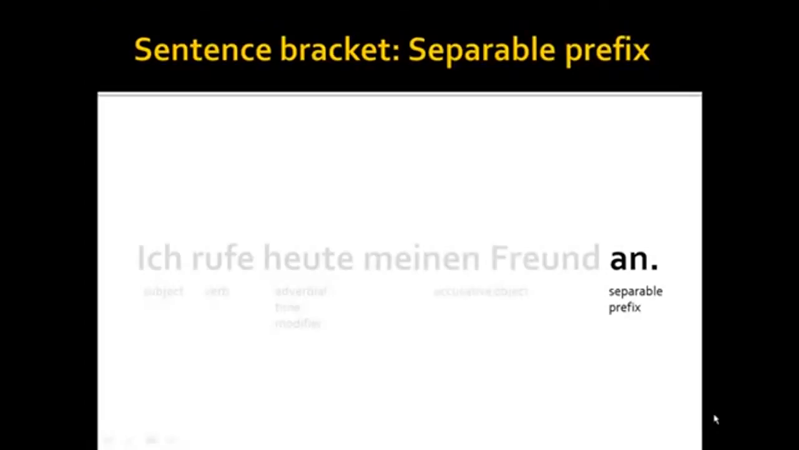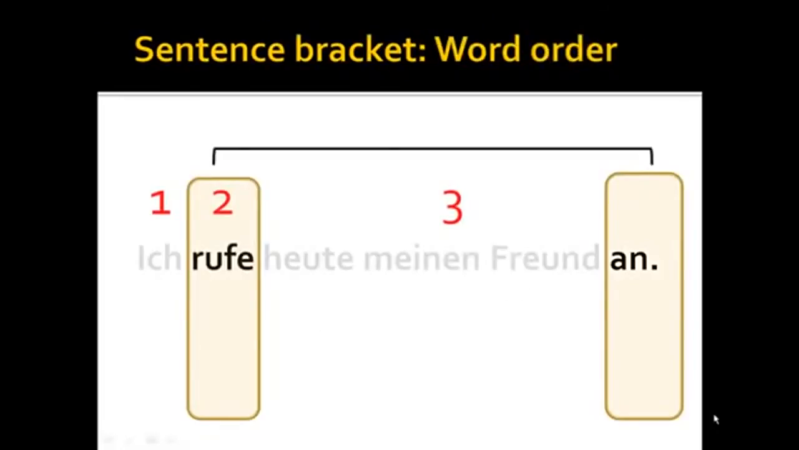So, since it comes at the end of the sentence, we will have something which we call a sentence bracket. We have in the first position the personal pronoun ich, the verb rufe is in the second position, and you'll notice that this verb with the separable prefix forms a bracket around the remainder of the sentence, which I call the third element, everything else that doesn't fit into 1 and 2.